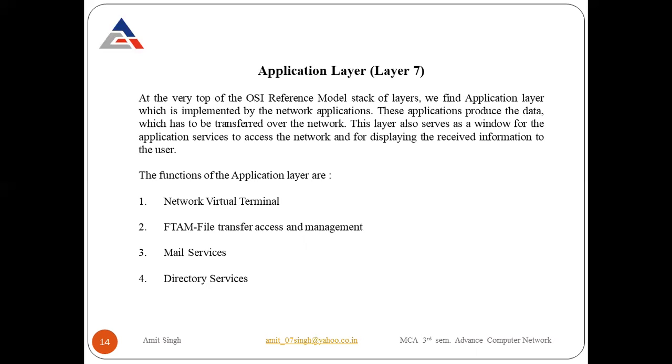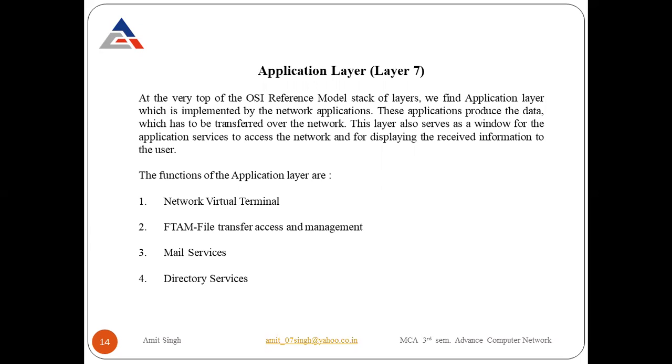At the very top of the OSI model stack of layers, we find the application layer, which is implemented by the network applications. These applications produce the data which has to be transferred over the network. This layer also serves as the window for the application services to access the network and display the received information to the receiver. In short, all the data received by the transport layer and the presentation layer can be presented with the help of a number of applications, and these applications are available at the topmost layer, the seventh layer, that is called the application layer.